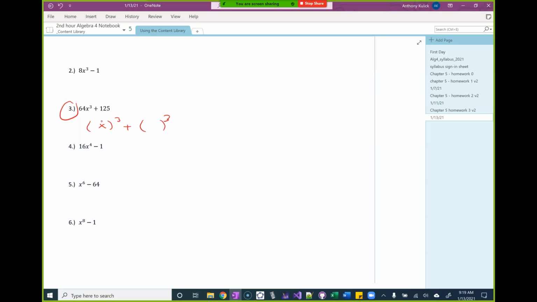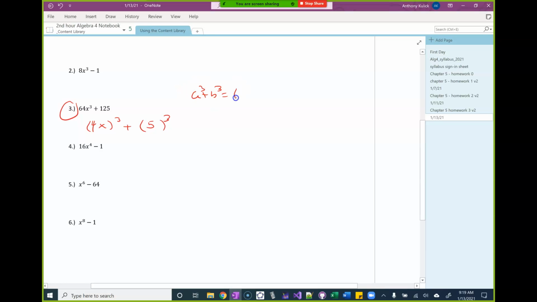Okay? Well, 4 times 4 is 16. And 16 times 4 is 64. So I know 4 to the third is 64. Similarly, 125, 5 times 5 is 25. And 25 times 5 is 125. So 5 to the third is 125. So this is a sum of 2 cubes.